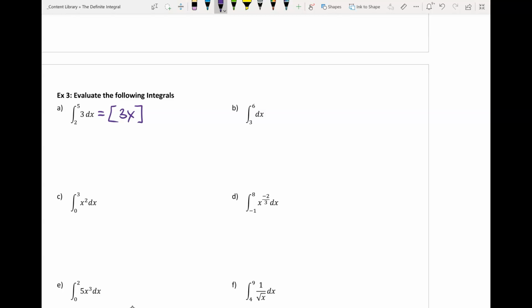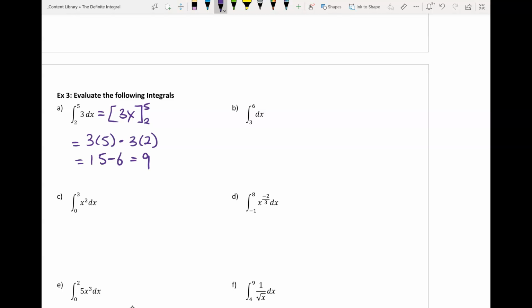Now we need to evaluate it from 2 to 5. According to the fundamental theorem of calculus, I'm going to plug in the 5 into the antiderivative, and then subtract it by plugging in 2 into the antiderivative. So that's 15 minus 6, which is 9, and that is our final answer.